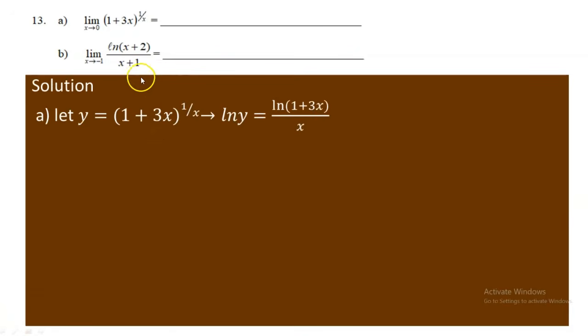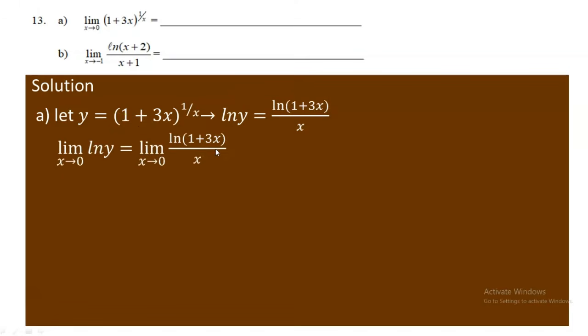Okay, so let y be (1 plus 3x) to the power of 1 over x. So now introduce ln on both sides. So this will be ln y is equal to, now look, when you introduce ln, 1 over x comes down. And ln of 1 plus 3x over x can come. Remember the logarithm property: if you are using ln here, the exponent comes in front. And it will be 1 over x times ln of this.